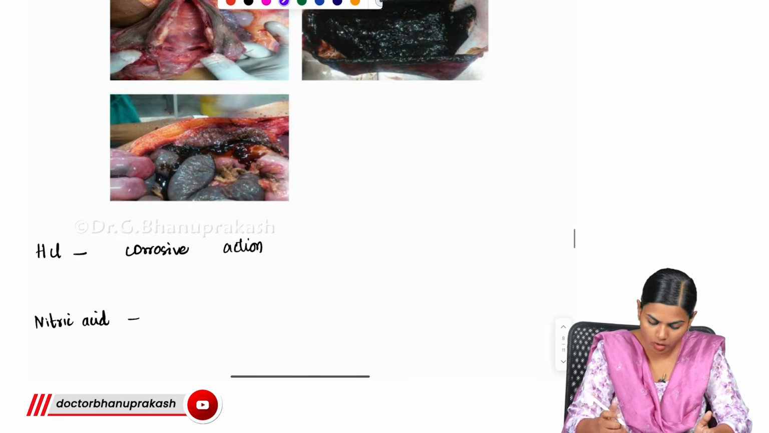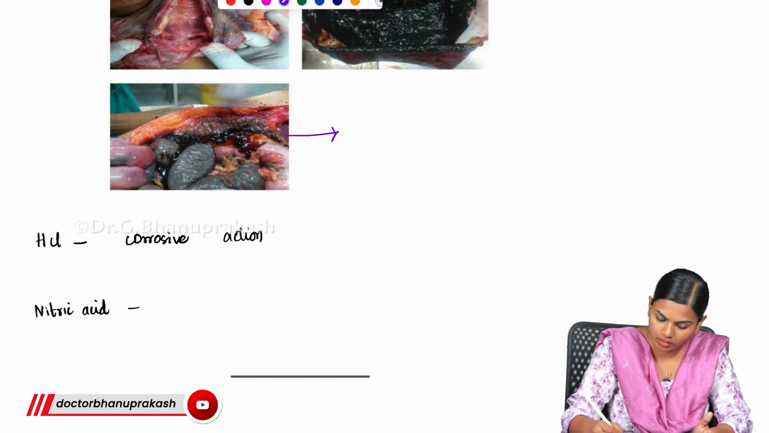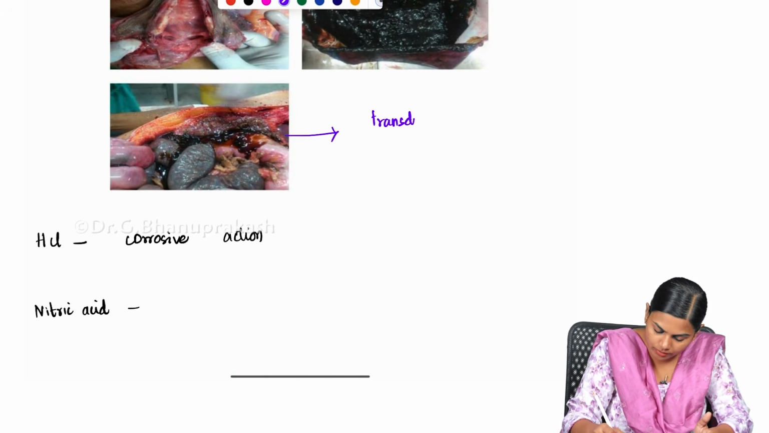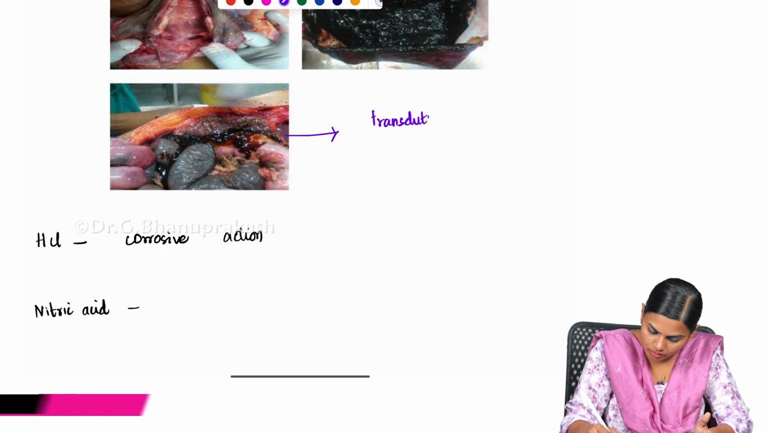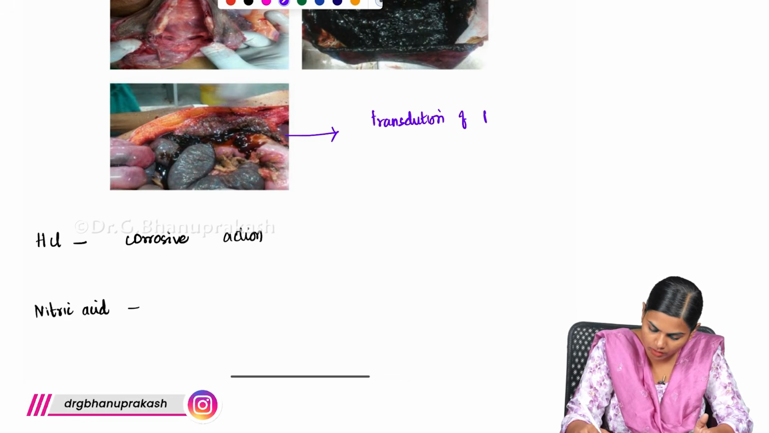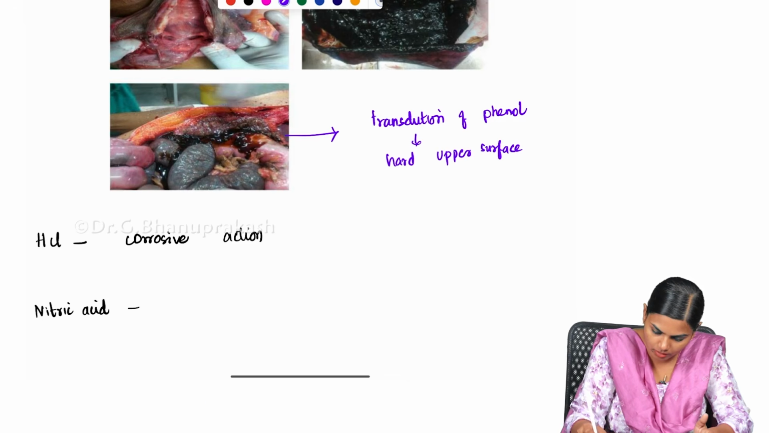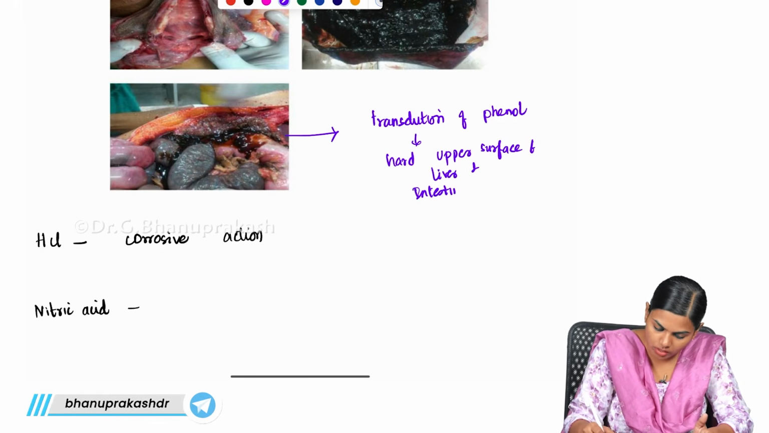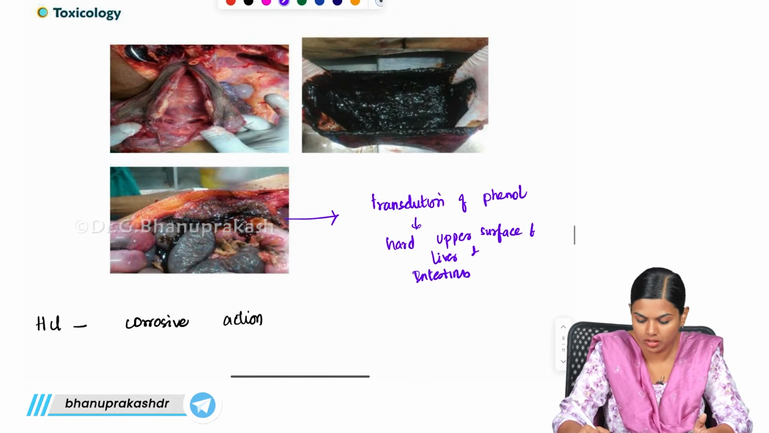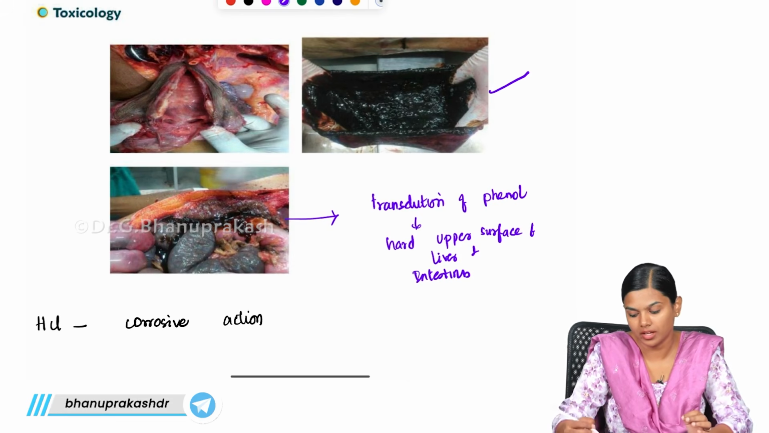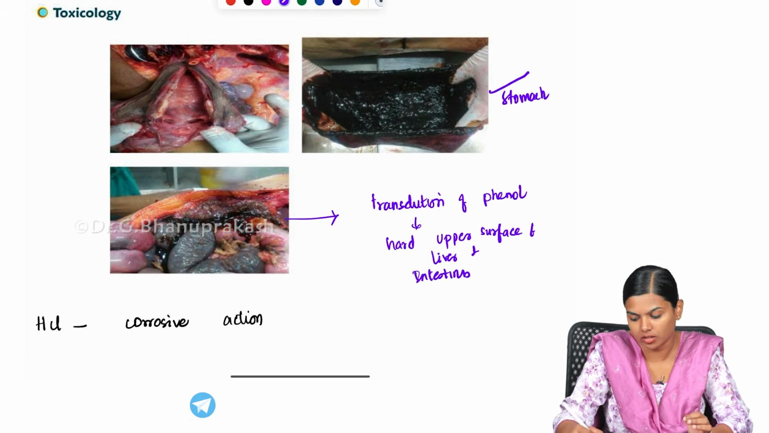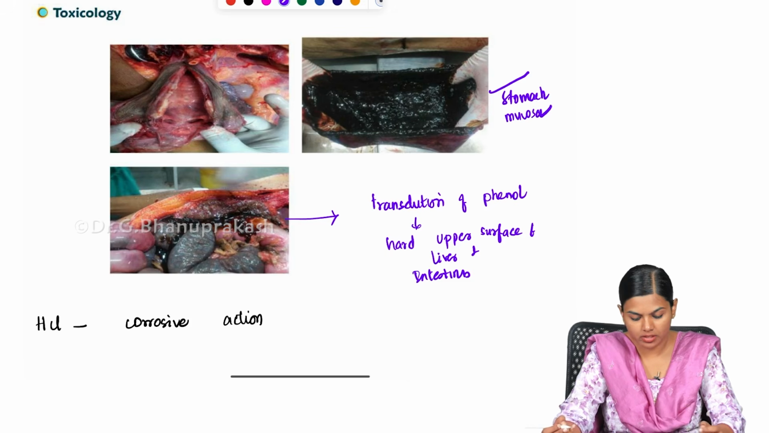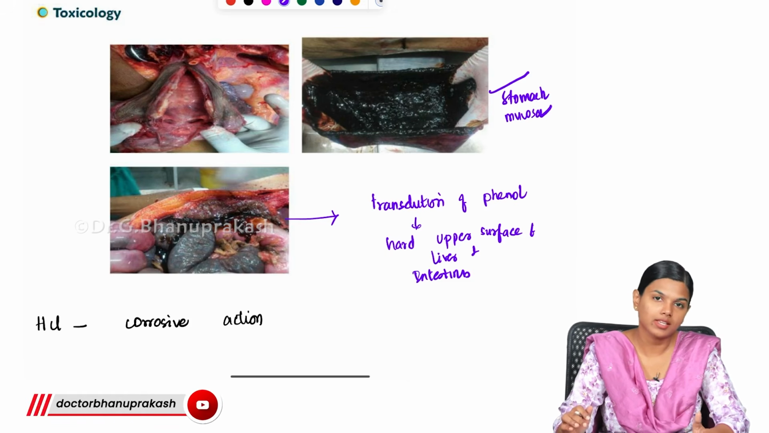And here sometimes what you can see is, because of the transudation of phenol, you will be able to see a hard upper surface of the liver and intestines. Those structures will also become hard, and you will be able to see the erosion and hemorrhagic mucosa in the stomach. So the stomach mucosa will look like this. So these are the commonest changes you will be seeing in carbolic acid ingestion.